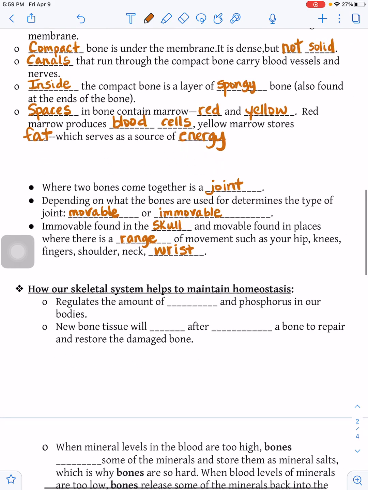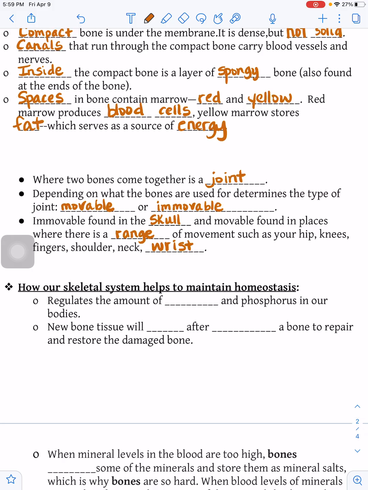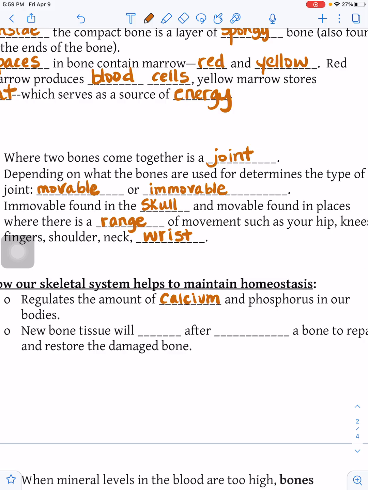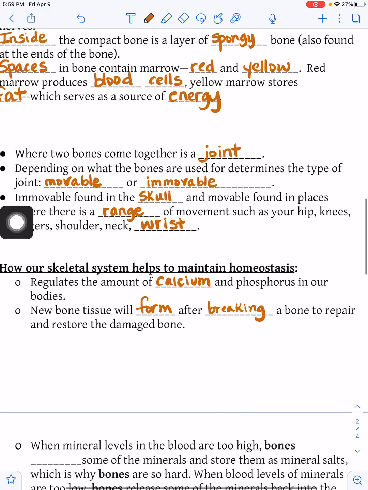Okay, so how does our skeletal system help to maintain homeostasis? Well, the skeletal system regulates the amount of calcium and phosphorus in our bodies. So let's write calcium. It's regulating that amount, a lot of it working with the endocrine system and nervous system. New bone tissue. Have you ever broken a bone? Well, new bone tissue will form after breaking a bone to repair and restore the damaged bone, to get you back into homeostasis.